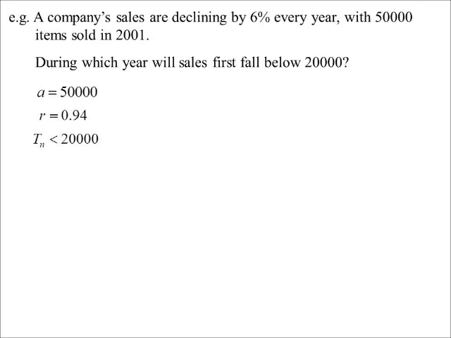This one's going to be geometric because we're going down by 6%. Remember, the ratio is not 6%. The ratio would be 94%, or 0.94, because we're declining by 6%.